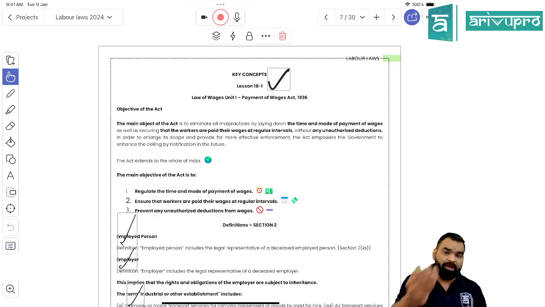No fine can be imposed ex parte. Every employee should be provided with a reasonable opportunity of being heard before imposition of any fine. And there are some further rules related with fine that has been provided in, I guess, section 8, right?